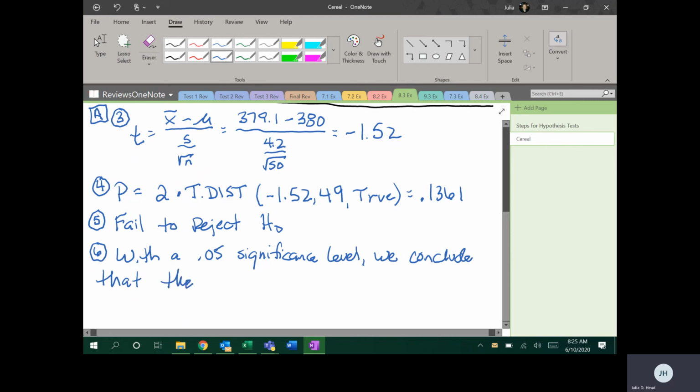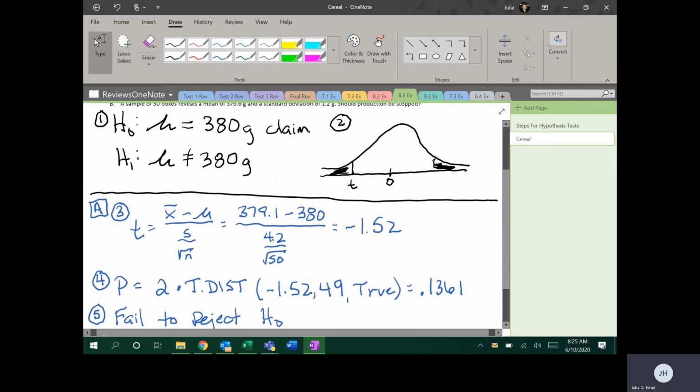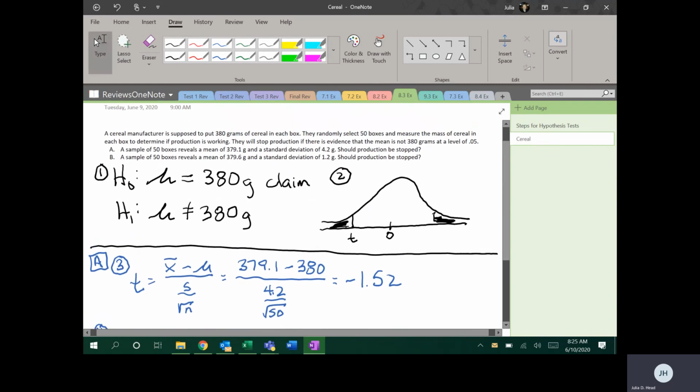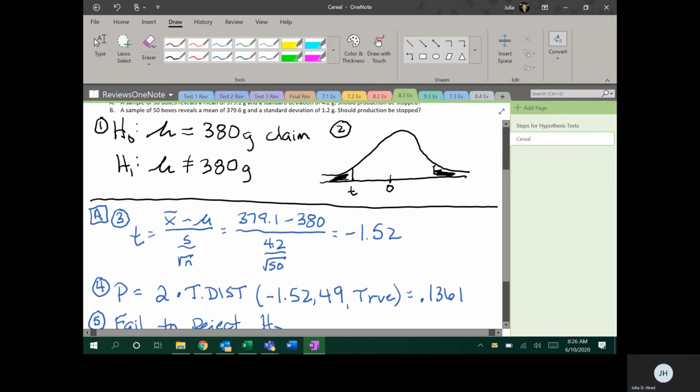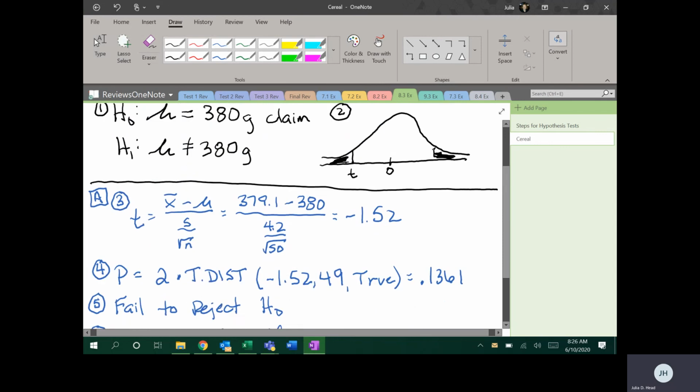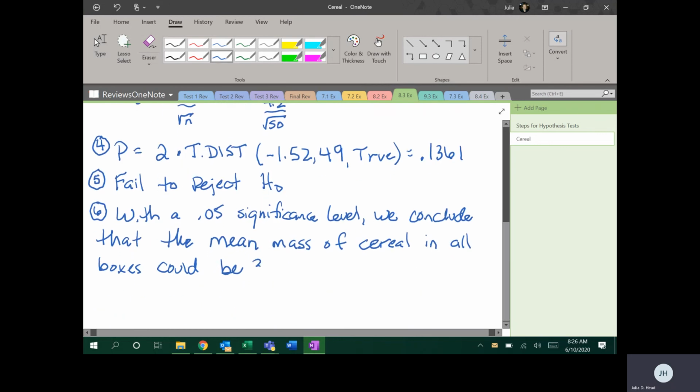Last time I said proportion, but here we're not doing proportions, we're doing mean. So I'm going to use the word mean, and then you need to tell me what you, for lack of a better word, measured. We were measuring the mass of cereal in each box. So the mean mass of cereal in all boxes could be, and since we failed to reject, it could be the null, so it could be 380 grams.